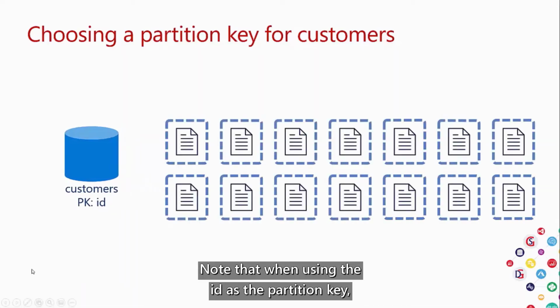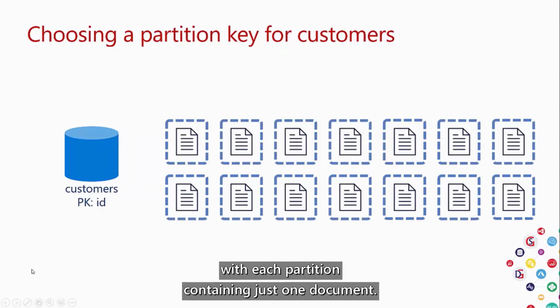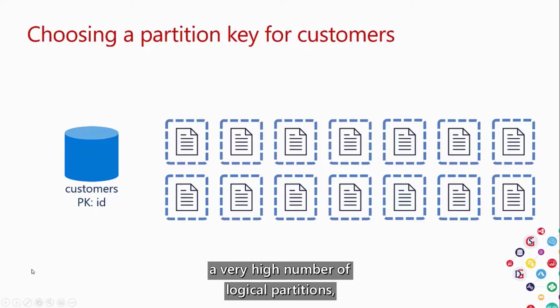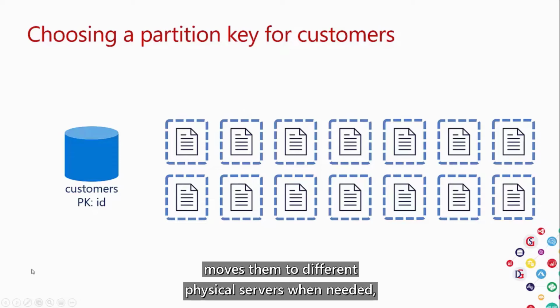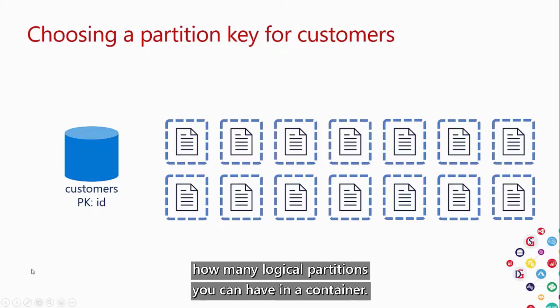Note that when using the ID as the partition key, we end up with as many logical partitions as there are documents in the container, with each partition containing just one document. And that's perfectly fine. Many users are concerned about having a very high number of logical partitions, but no need to worry. Logical partitions are a virtual concept. Cosmos DB co-locates logical partitions on the same physical servers and moves them to different physical servers when needed. And there's no upper limit to how many logical partitions you can have in a container.